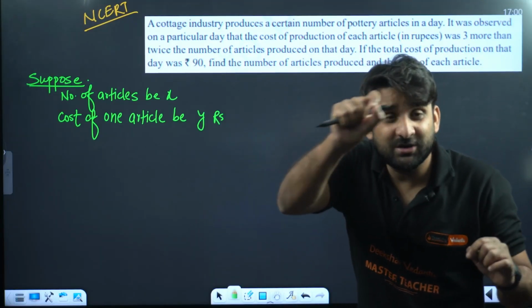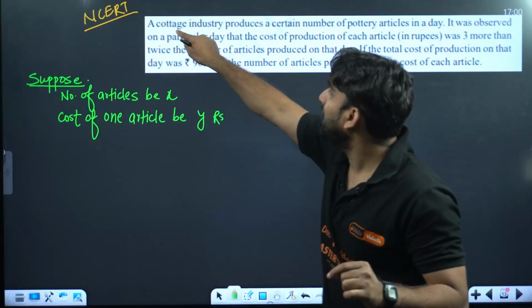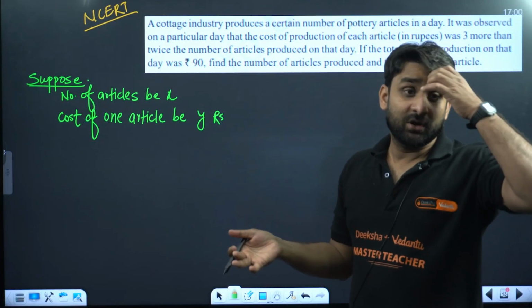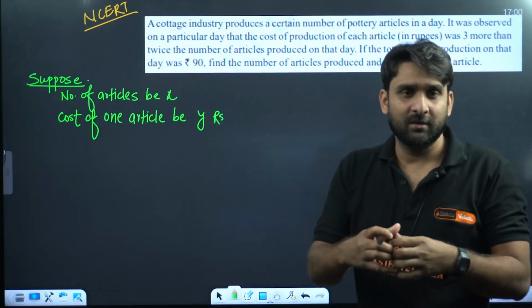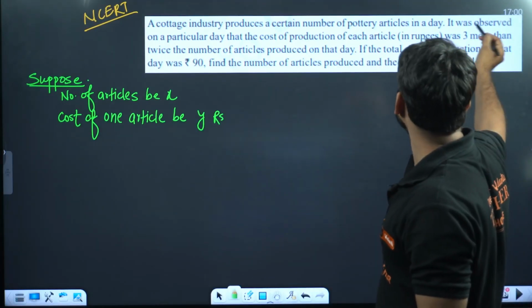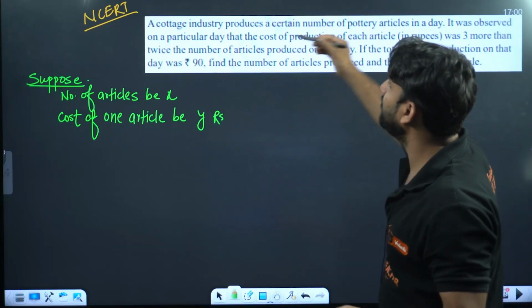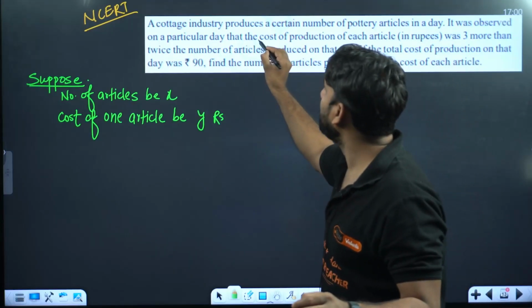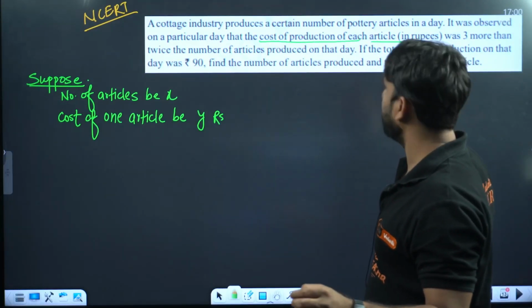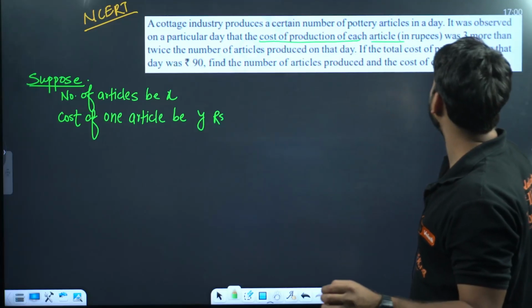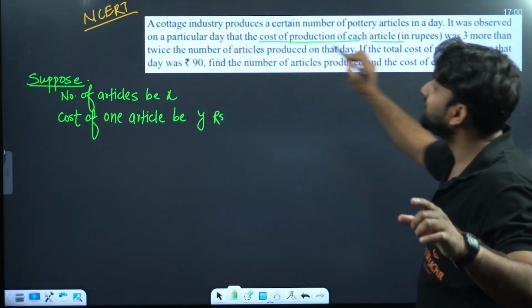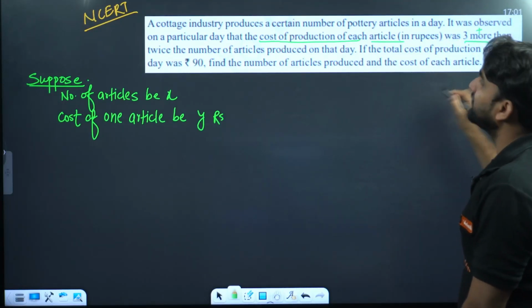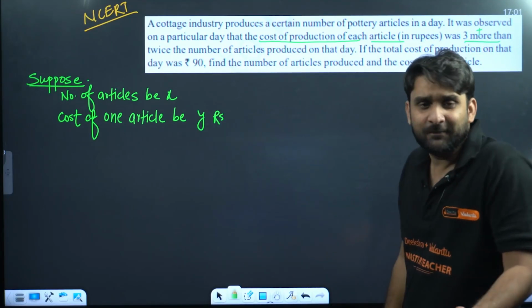Now read the question carefully from the beginning. A cottage industry produces a certain number of pottery articles in a day. It was observed that on a particular day the cost of production of each article was 3 more than twice the number of articles produced. 3 more than, more means plus, more means add. Very easy. We can make the equation.